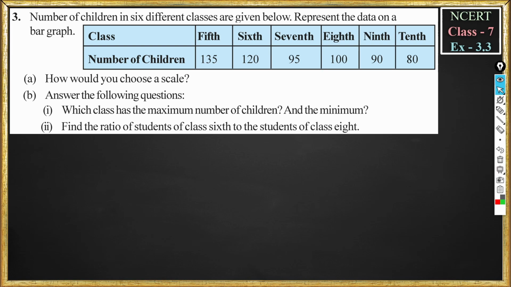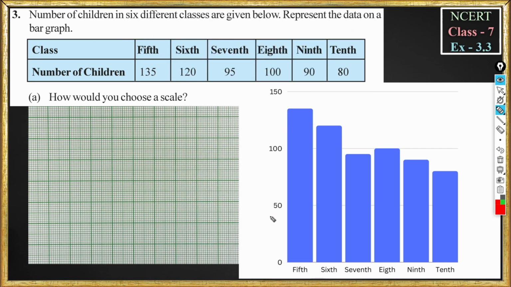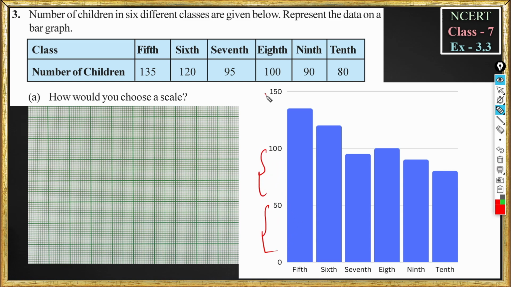And we are also supposed to find which class has the maximum number of children and the minimum. And also find the ratio of students of class 6 to the students of class 8. So now let us represent this data in a bar graph. See, when you convert the given data into a bar graph, this is the result. So here what we have done, we have taken 1 unit equal to 50 students.